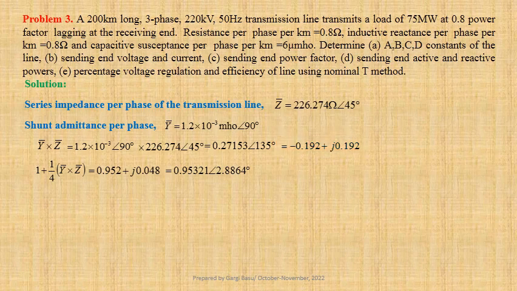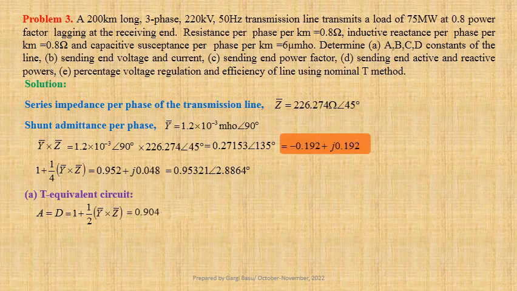2.8864 degree. For T equivalent circuit, A equals D equals 1 plus half of Y into Z, that is equal to 0.904 plus J times 0.096. This may be written in polar form as 0.9091 at an angle 6.062 degree.